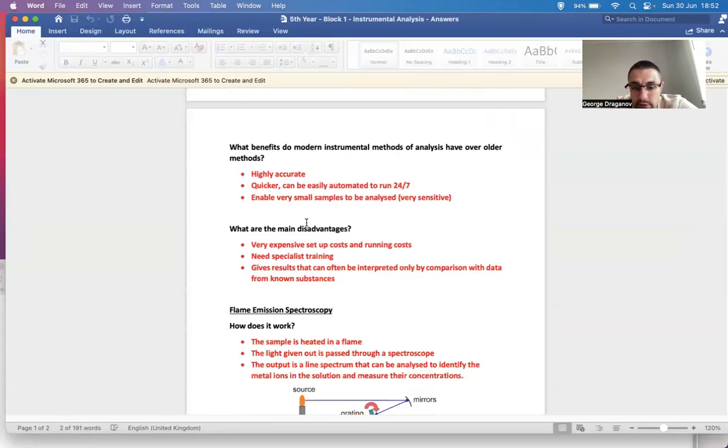The main thing you need to understand, as I said, is the advantages. So accurate, fast, and sensitive. The disadvantages, however, is that it is very expensive to set up in terms of running costs as well. It'll require people to have special training, obviously, to use the machine. And you can only really use it if you have known data of references. So if something comes up that's not in the references, you will not know what it is.